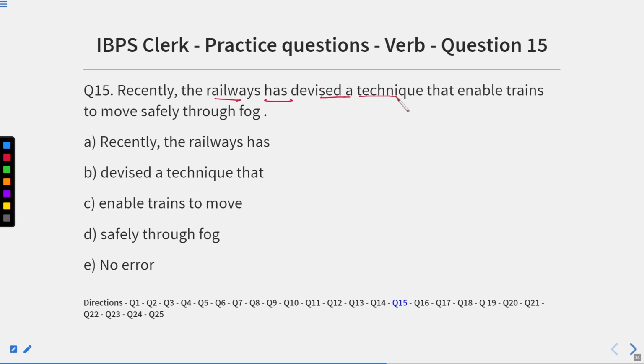Devised a technique. They have devised a technique. What type of technique? That enable trains. So technique, what will this do? This will enable the trains. Now technique is uncountable, and if it is uncountable it is singular, and if it is singular, we need to write the singular form of verb. So this enable should be replaced with enables.